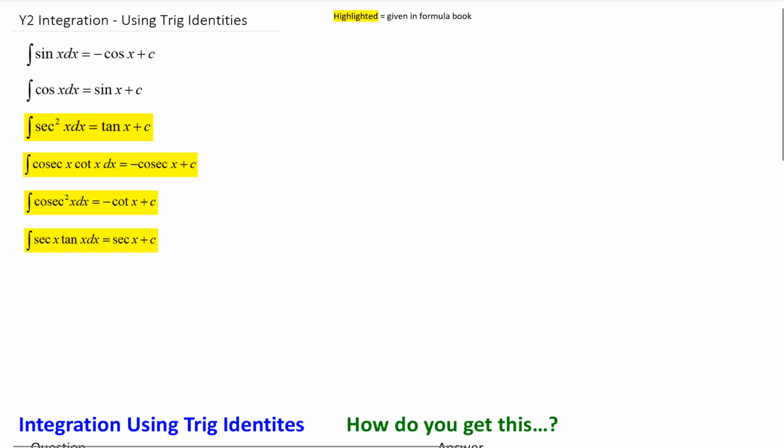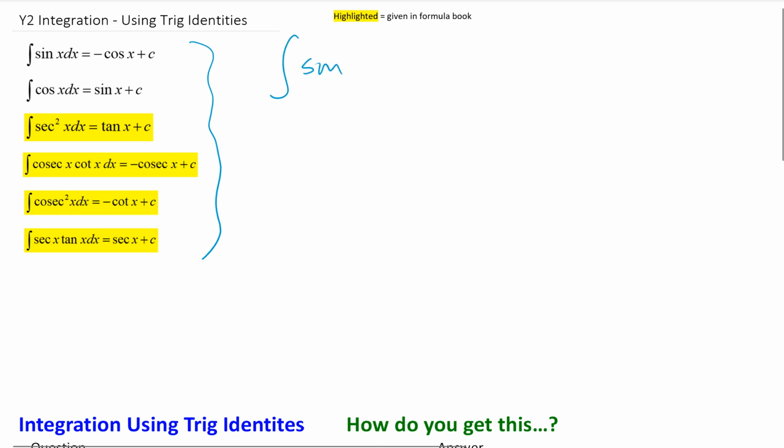This is the third video on Year 2 integration. This is when you have to use Trig identities to do the integral. If you look at the questions on the left here, all these integrals we've seen before in the previous videos, so they're all fairly straightforward.